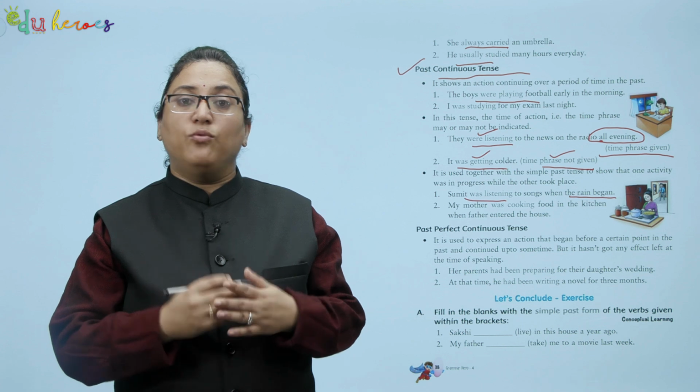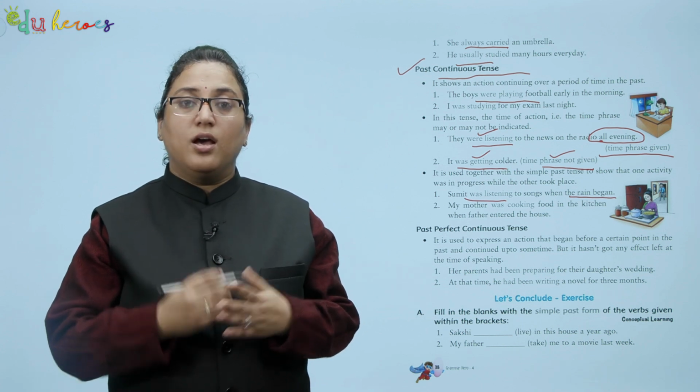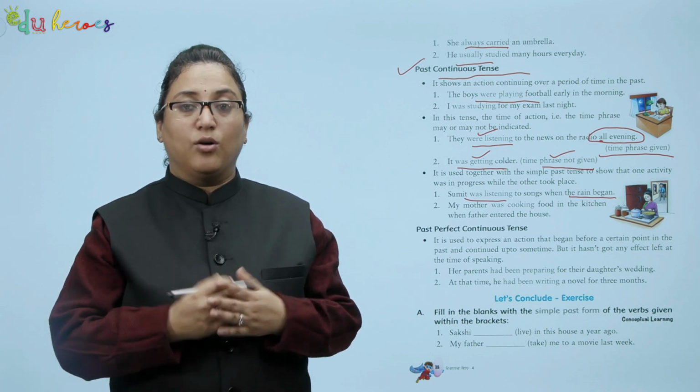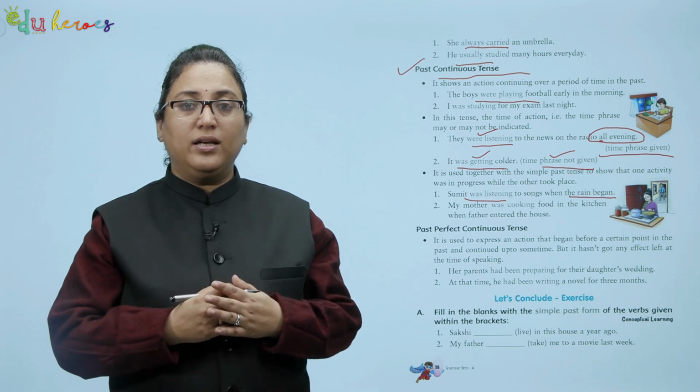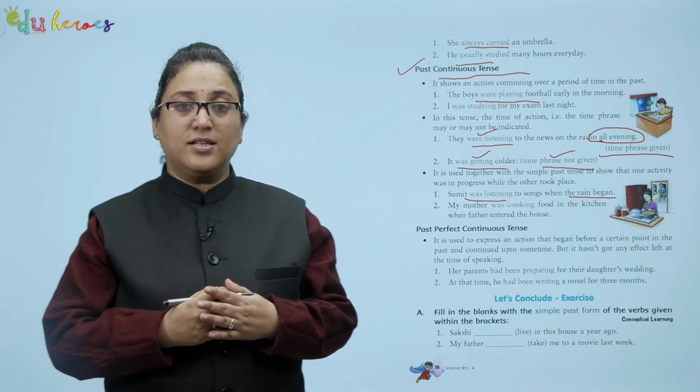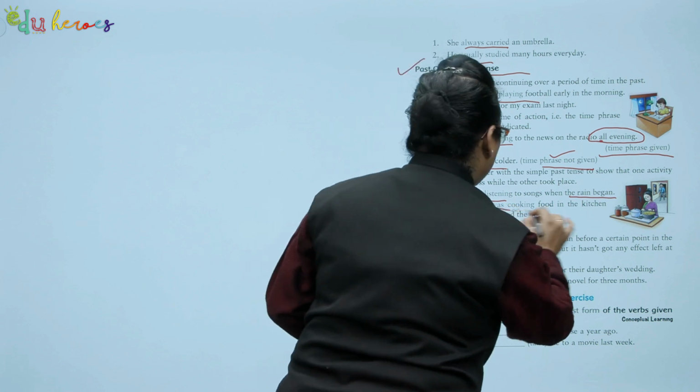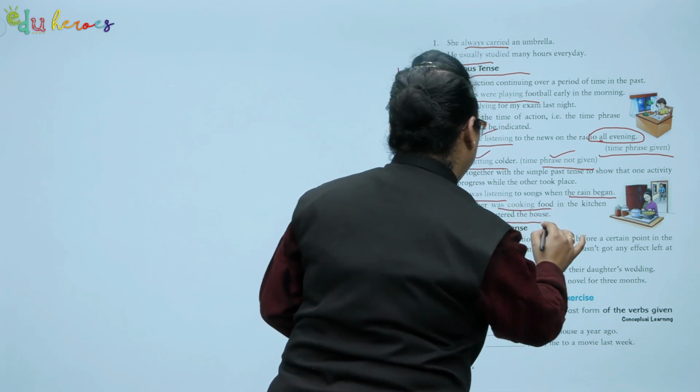And my mother was cooking food in the kitchen when father entered the house. So there are two actions happening simultaneously. That is, was cooking food and father entered.